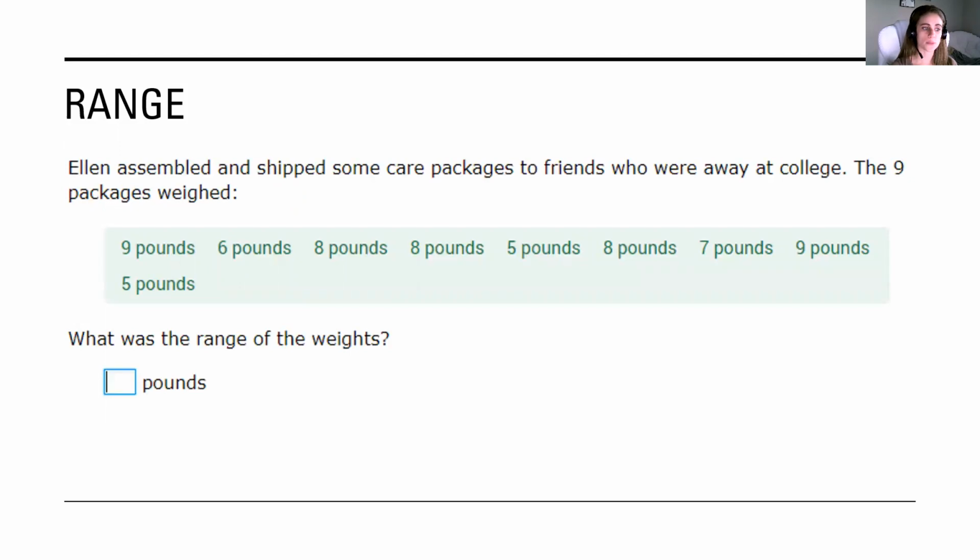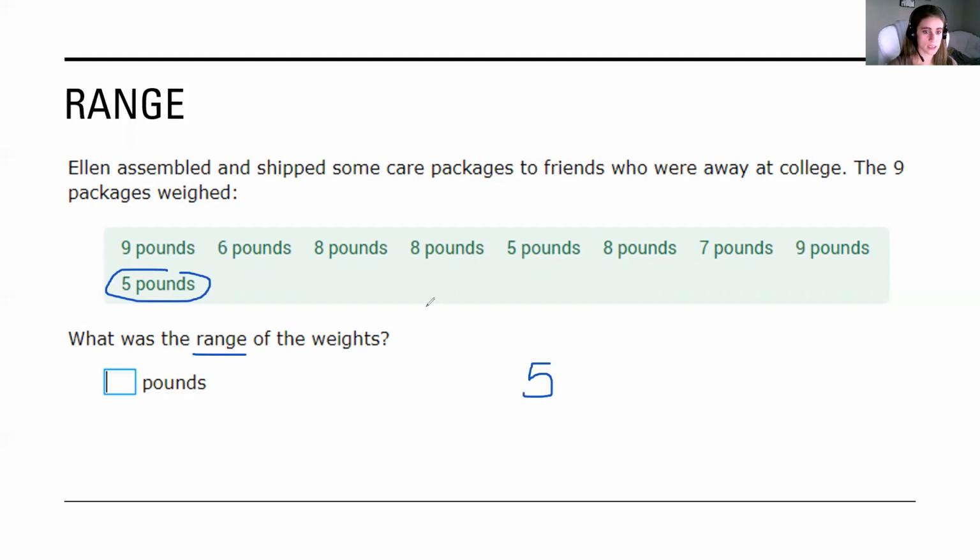Ellen assembled and shipped some care packages to friends who were away at college. The 9 packages weighed as follows. What is the range of the weights? So be careful when you have a lot of numbers to make sure you really do pick out the least and the greatest number. So right now I am seeing 5 pounds as the least. And if I take a quick double check, that is correct.